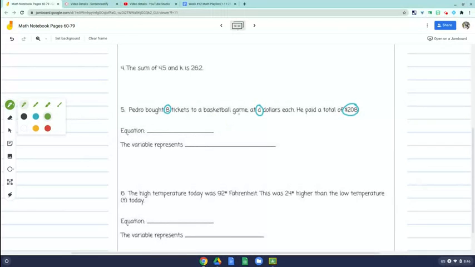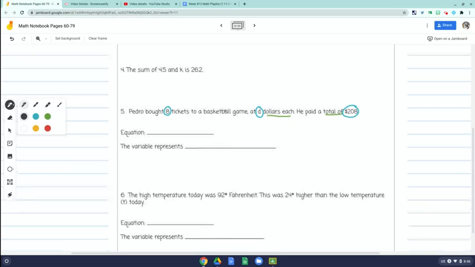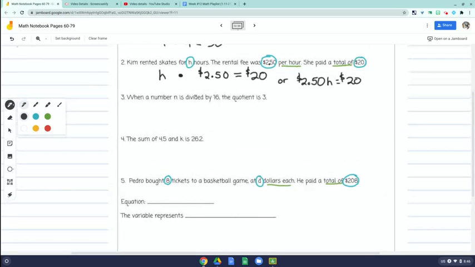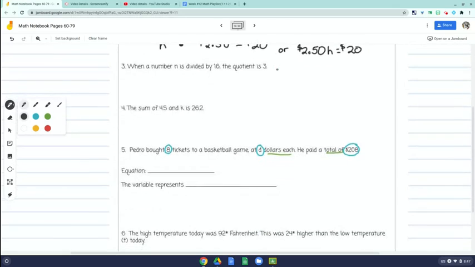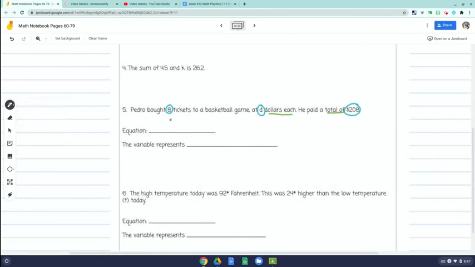Let's see. 8 tickets to a basketball game at $D each. So we could say each might be a clue word. And then again, we have this total of for the equal sign. So we paid a total of $208. All right. So this is very similar to what we did up above. Like we did here, when we have Kim rented skates for a rental fee of $2.50 per hour. Similarly, Pedro bought 8 tickets and they were $D each.